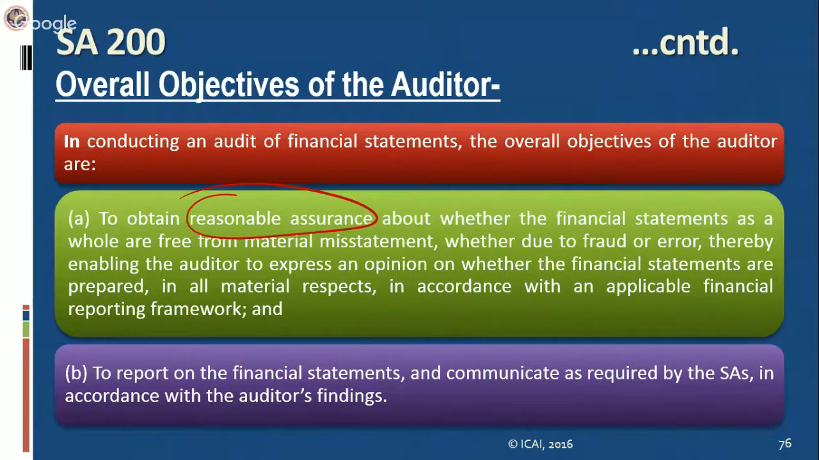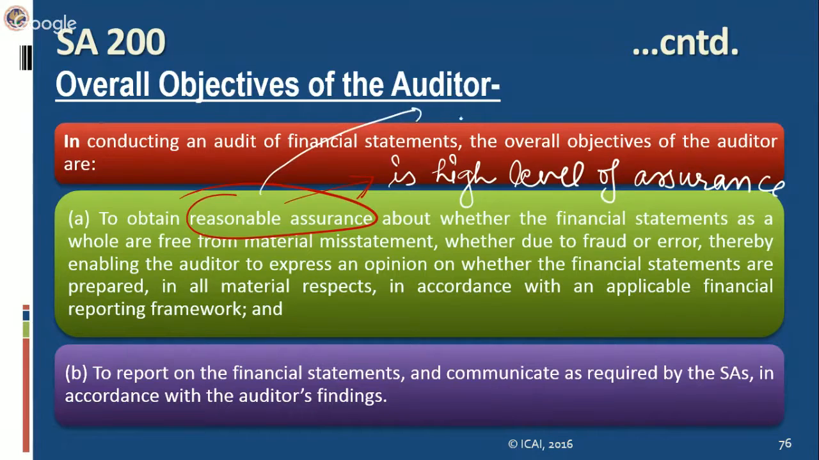In an audit, the auditor does not give an absolute assurance. He gives only a reasonable assurance. Reasonable assurance is a high level of assurance. Reasonable assurance is not absolute assurance.